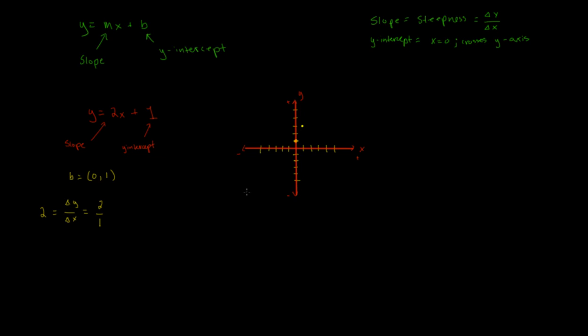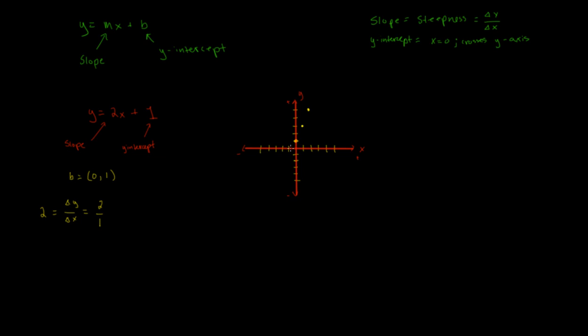So that's our next point. And then we can go again, right? We go over 1, up 2. So that puts us at positive 2, positive 5, right there. And that's going to take us off our graph, so we don't need to go any farther here.